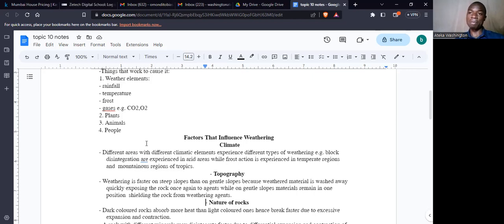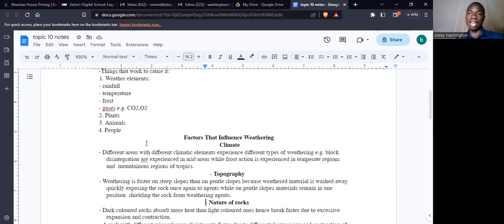Animals, here we can talk of the movement of larger animals like an elephant. When an elephant steps on rocks, it causes them to break. Then we talk of burrowing animals. Those are very small animals, like rats and rodents, which stay in the rocks. As they burrow during the day, they cause the fracturing of the rocks.